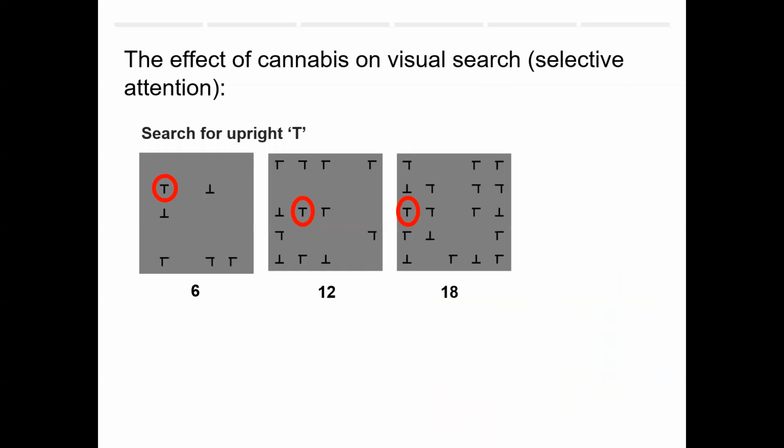It's a visual search task, which measures selective attention, where they're asked to indicate whether an upright T is within this array. They press a button as soon as they see the T, and another button if they do not see the T. So sometimes the T is absent. It's among distractors, and we increase the number of distractors. Again, this is a classical paradigm, and I'm going to show you the classical result.